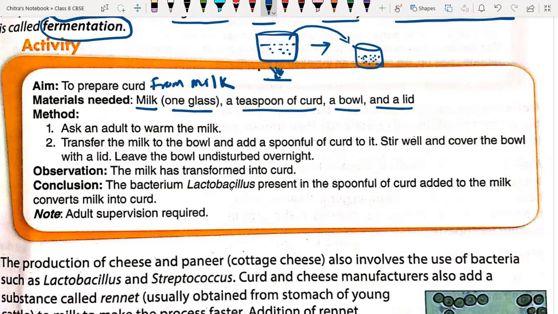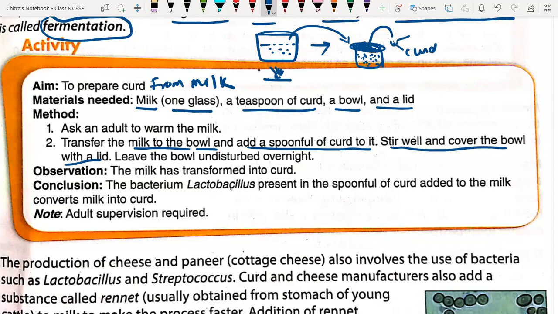We have to wait some time so that the temperature reduces to warm, and then transfer the milk from bowl to bowl and add a spoonful of curd. So this is the curd. We have to transfer that curd into the milk and mix properly. Stir well and cover the bowl with the lid properly.